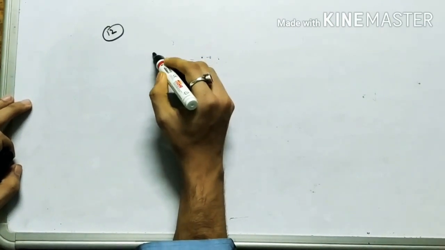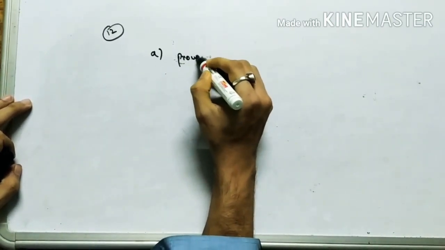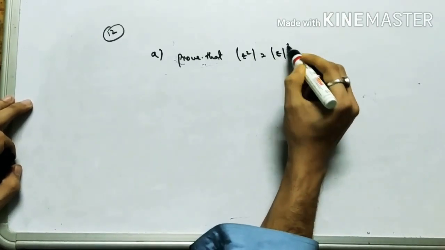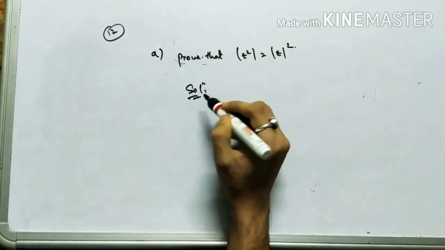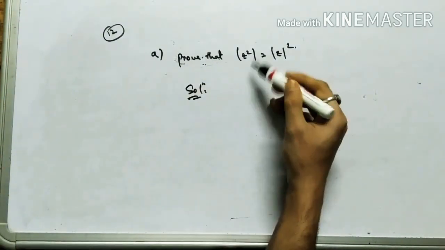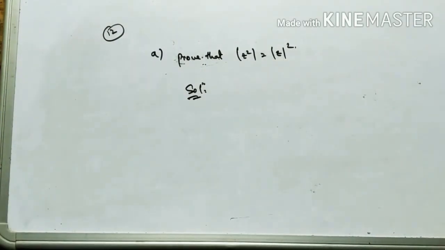Question number 12, part A: prove that modulus of z square is equal to modulus z the whole square. I have to prove that the modulus of z square is equal to the modulus of z, the whole square.